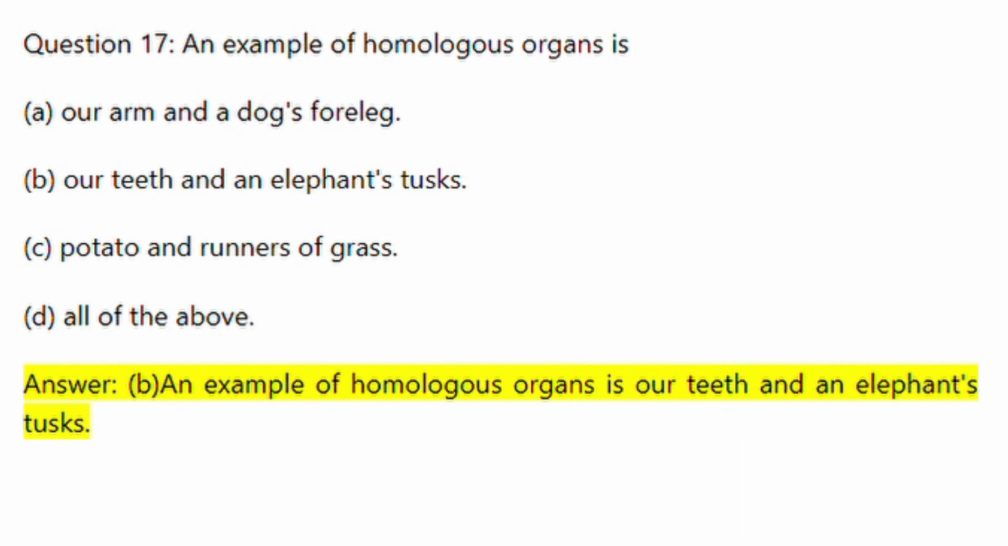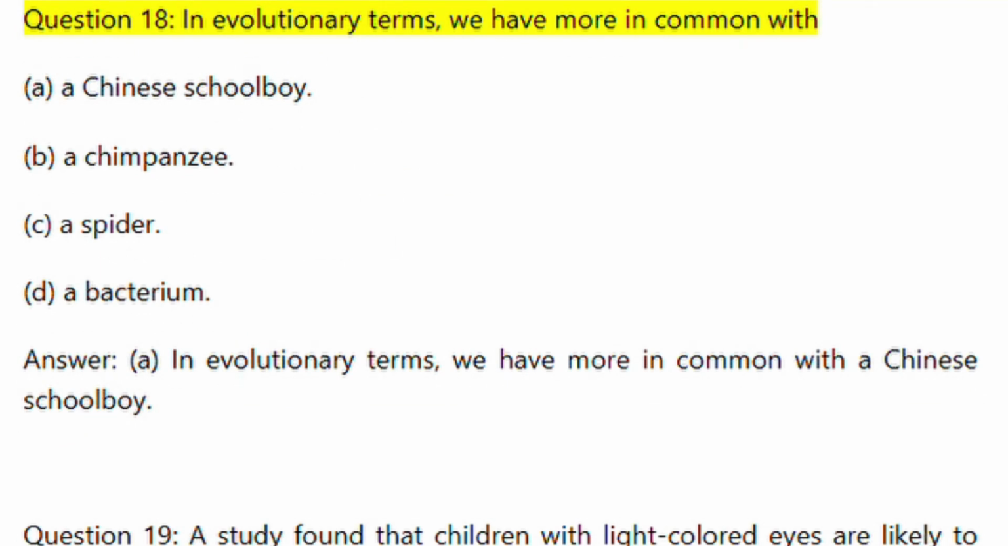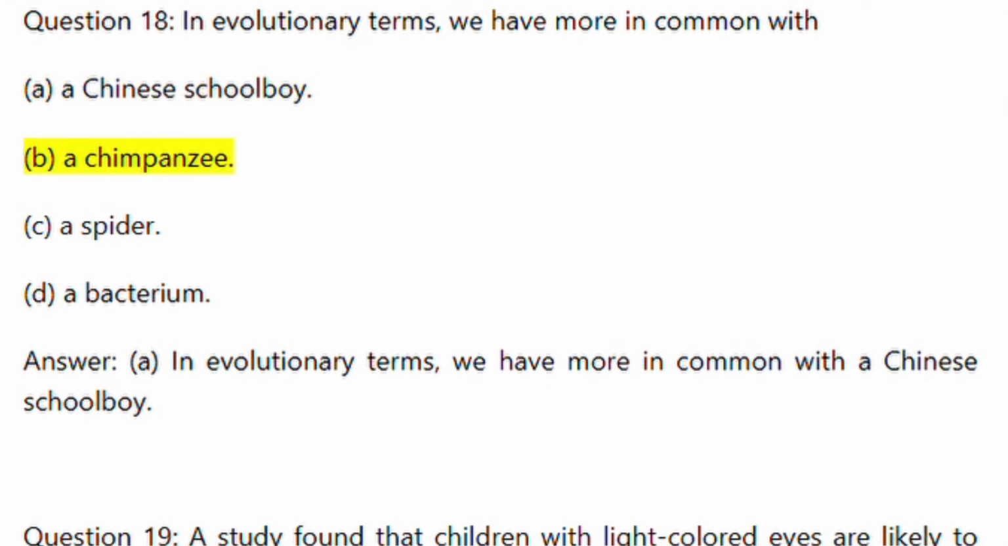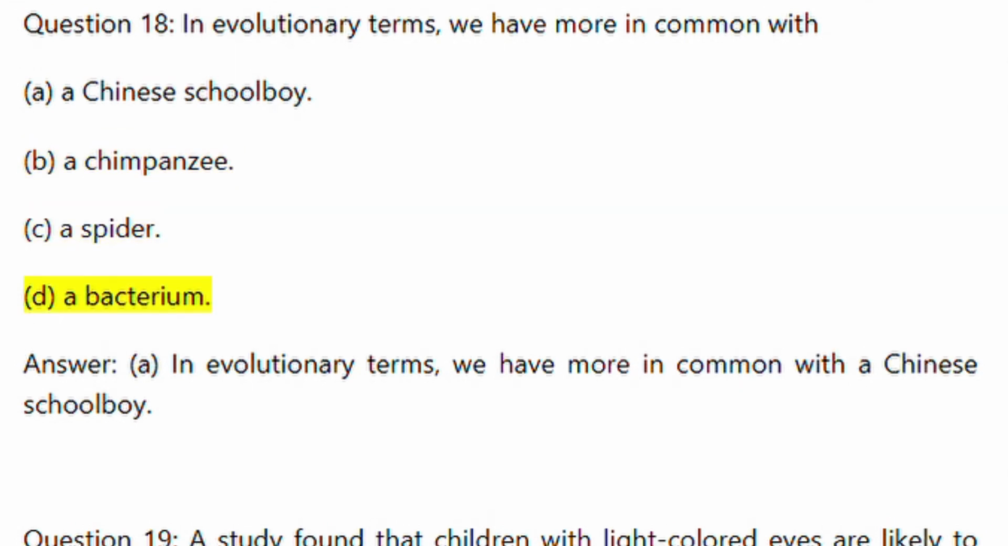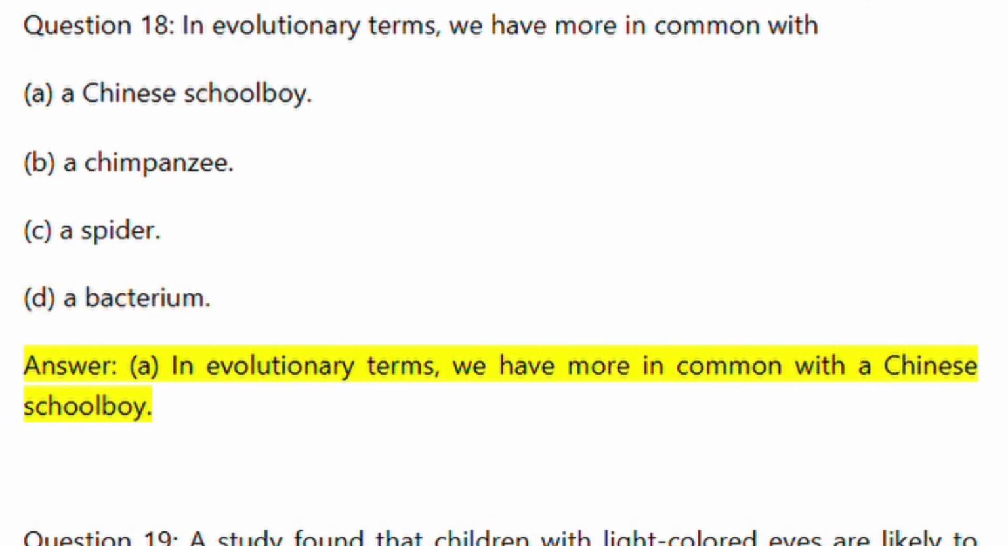Answer. B. An example of homologous organs is our teeth and an elephant's tusks. Question 18. In evolutionary terms, we have more in common with A. A Chinese schoolboy. B. A chimpanzee. C. A spider. D. A bacterium. Answer. A. In evolutionary terms, we have more in common with a Chinese schoolboy.